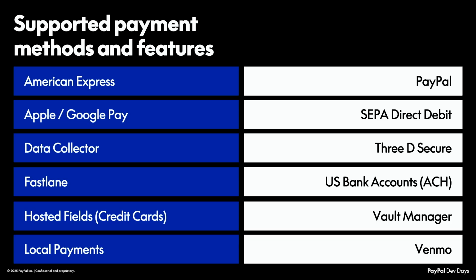Similar to the mobile SDK, there are lots of payment methods and features that we offer. Some major callouts here are hosted fields, our credit card form. This is our most popular feature. It takes the PCI burden off of you. It lets you customize your checkout experience to accept credit card payments. We also have some other cool features like the data collector and 3D Secure to really help you lock down your payment flow and to keep your customers secure.